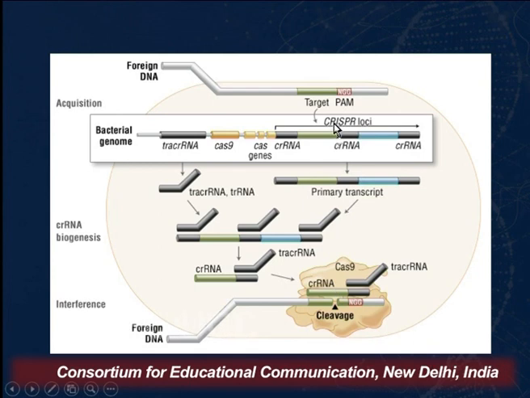Now, the requirement is the PAM motif, which is generally NGG, for example, with the Cas9 protein. So, this PAM is a requirement. Any target sequence adjacent to this PAM motif, if it is contained in a protospacer element, can be cleaved to create a double stranded break.